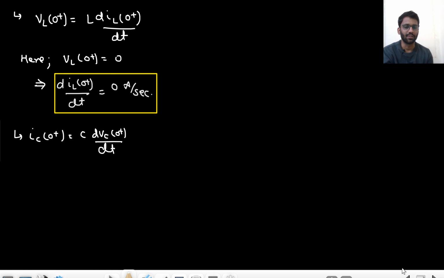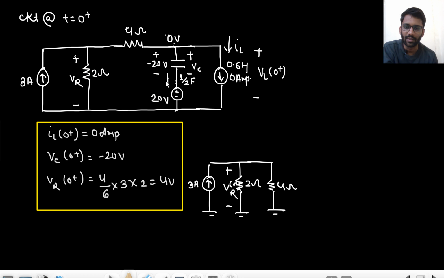Okay, so what is IC0 plus? This will be IC, right? What is IC0 plus? Tell me. How will you find IC0 plus? Whatever current is coming in the 4 ohm resistance, the same current is going that way, right? This will be IC0 plus only. Why so? Because here the current going is 0 ampere. So whatever current is in 4 ohm, that same current will be going in the capacitor as well.